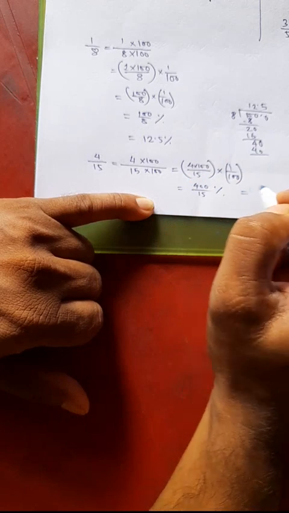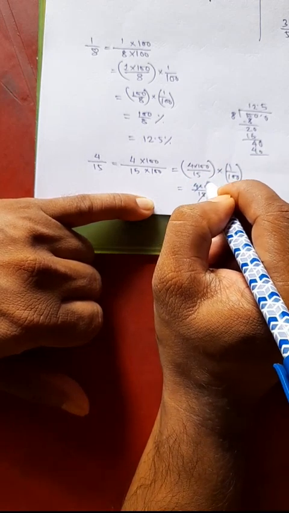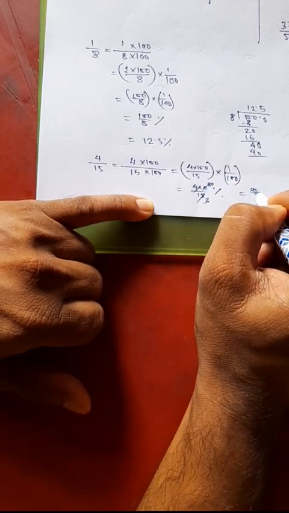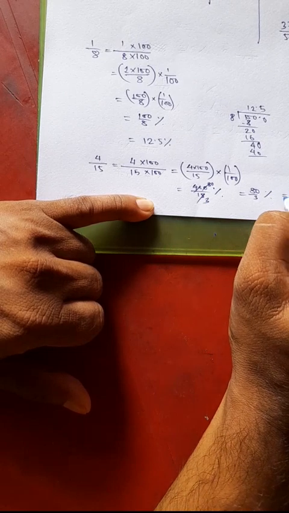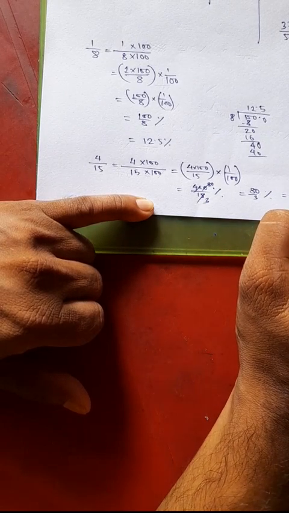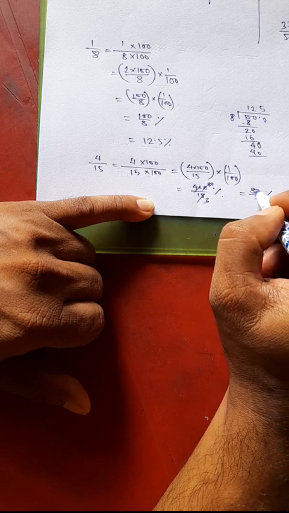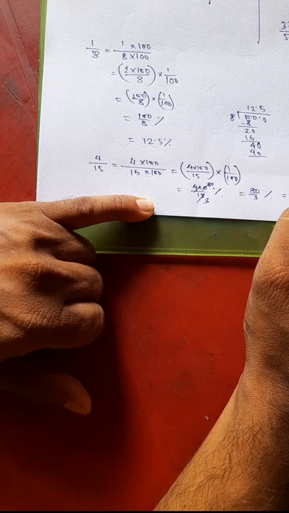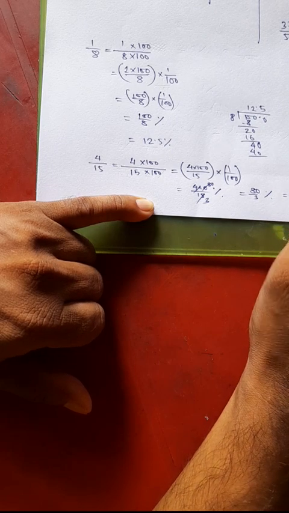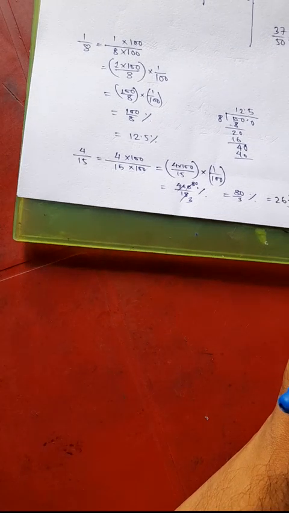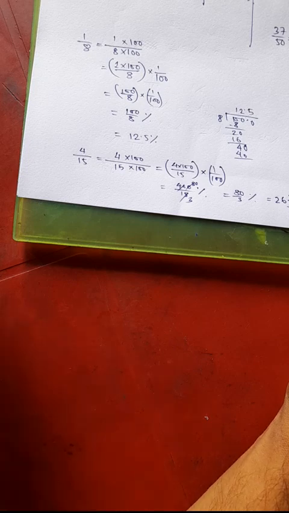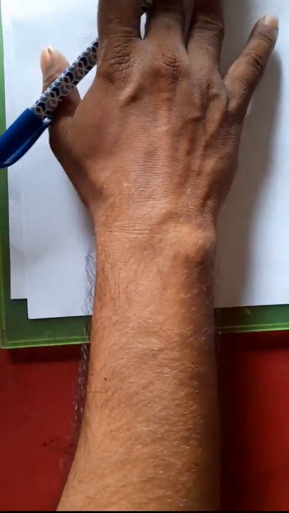We can express it in lowest terms. Both are divisible by 5. 5 3s are 15, 5 8s are 40. 80 by 3%. Now in mixed fraction you can write it: 3 2s are 6, remainder 2, so 26 and 2/3 percent. Thus we have learned how to convert fractions into percentage. Now we will learn how to convert percentage into fraction.